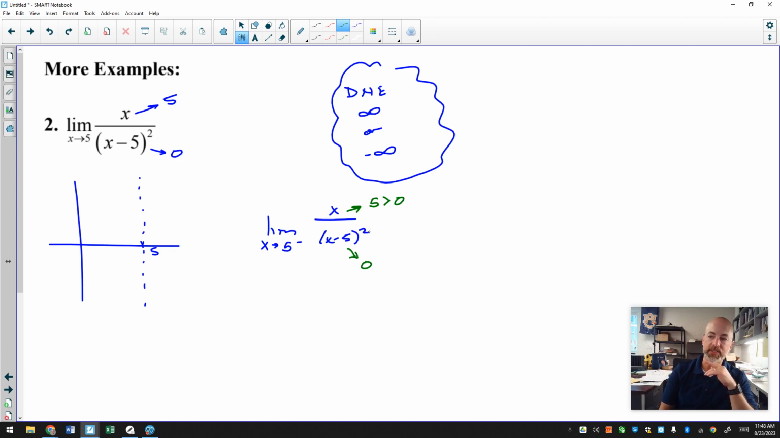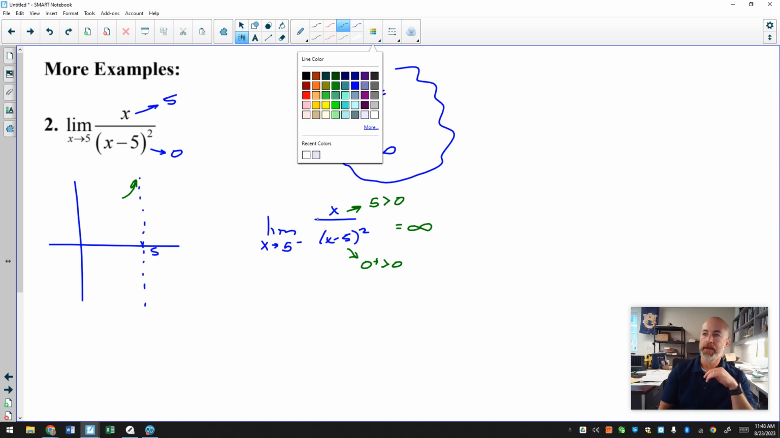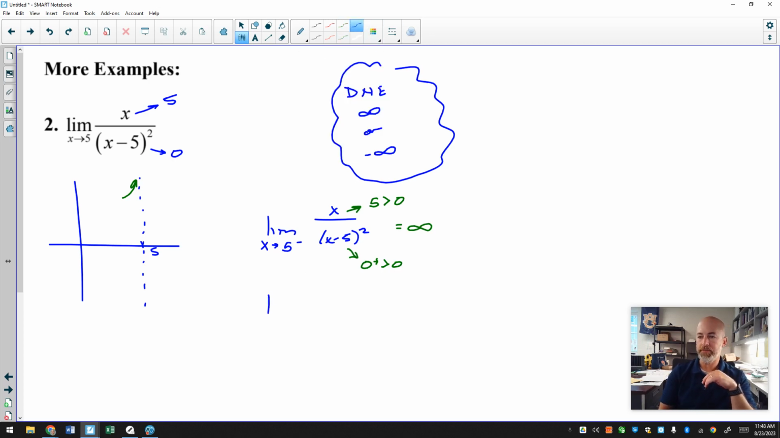So the fact that I'm squaring my denominator means we flip that to positive, and we're actually coming from the right side. This is always a positive denominator, which means the left side of 5 is going to positive infinity. So in my graph, I can come over here and kind of sketch that in. And the right side is going to do the same thing because we are squaring that denominator.